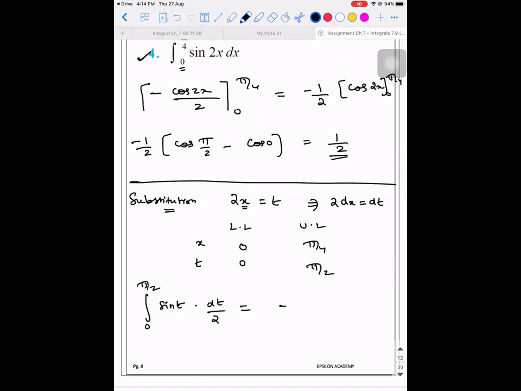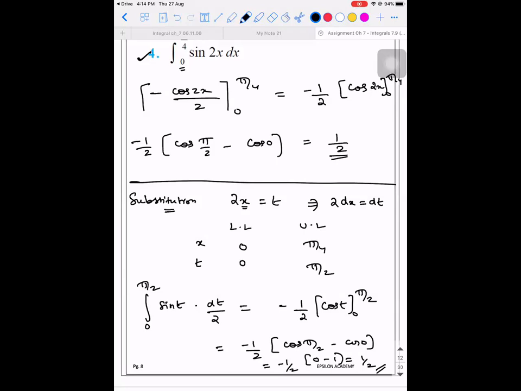So it will be minus 1 by 2 into cos t between 0 to pi by 2. Once you get the answer, it's minus half into cos pi by 2 minus cos 0. It will be minus 1 by 2 into 0 minus 1. You will get the same answer. You're doing the same thing. The question is about when you're substituting the limits, that's it.